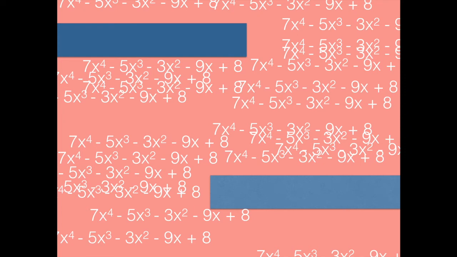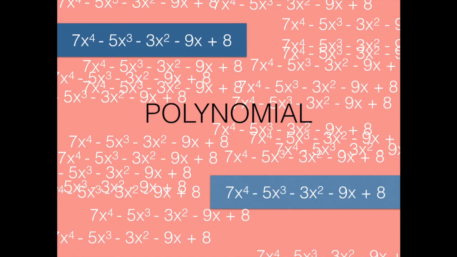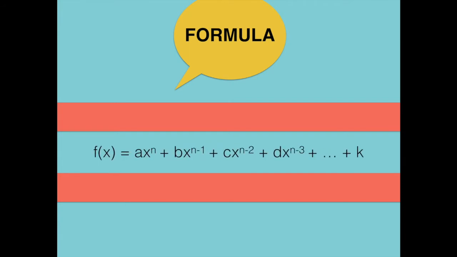I'm from 11 Science A and I'm going to introduce you to polynomials. Now this is the formula of a polynomial. As you know, a, b, c, d and so on are the leading coefficients. n-1, n-2, n-3 are the degrees. And k stands for the constant.